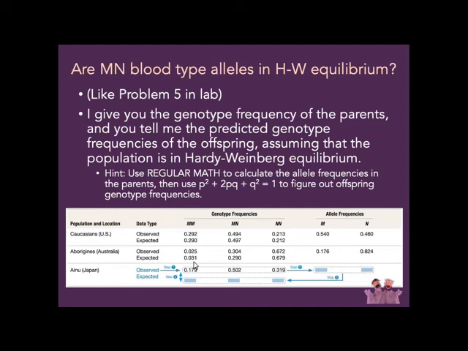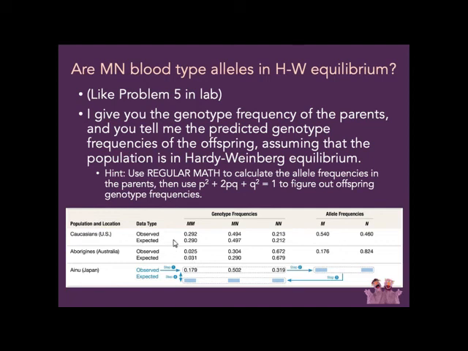Hint, make sure that you first use regular math to calculate out the allele frequencies in the parents, and then you use Hardy-Weinberg to figure out the offspring genotype frequencies. So it's a 2-step process. All right, so this comes from a very old paper when people first understood the blood groups and they first had some idea about evolution in traits.